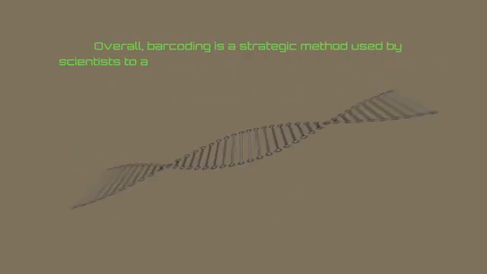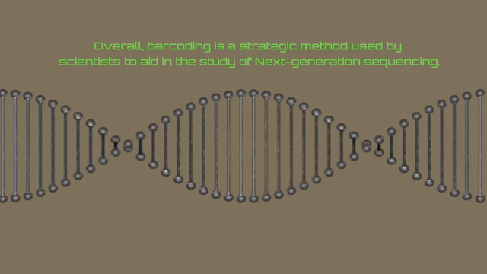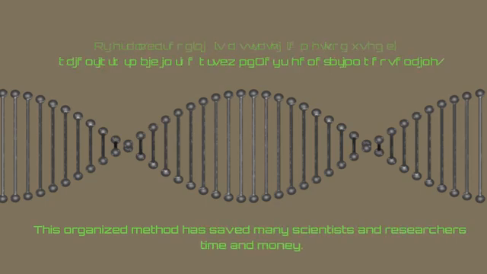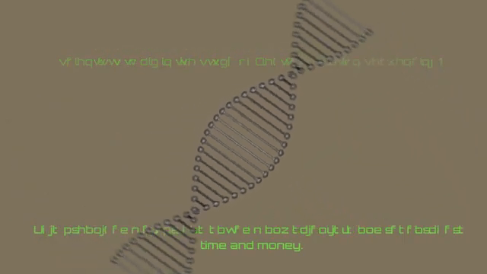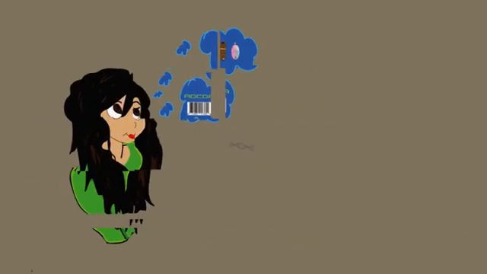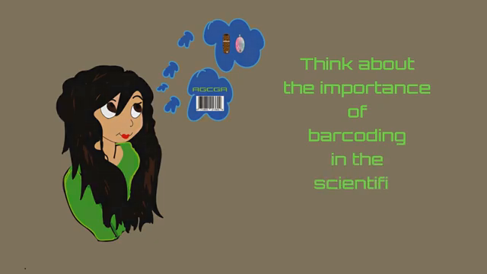Overall, barcoding is a strategic method used by scientists to aid in the study of next-generation sequencing. This organized method has saved many scientists and researchers time and money. So the next time you glance at the barcode of your favorite sports drink, think about the importance of barcoding in the scientific world.